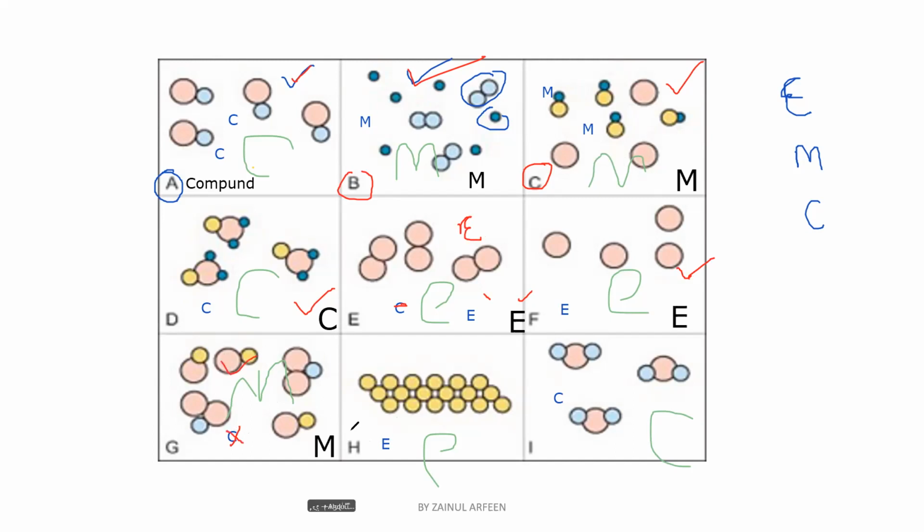What about H? Identical atoms, so that's an element. And the last one is a compound. Is it clear to everyone? Yeah, that's right, a compound. So the first one is a compound, the second one is a mixture, the third one is a mixture, the fourth one is a compound, the fifth one is an element, the sixth is an element, the seventh is a mixture, the eighth is an element, and the ninth one is a compound.